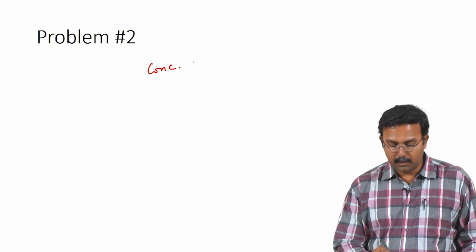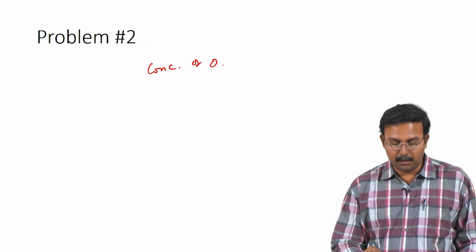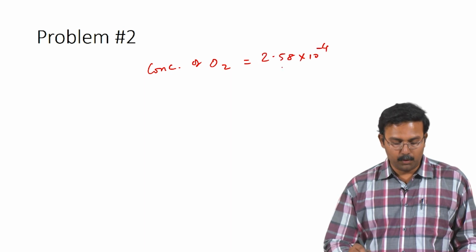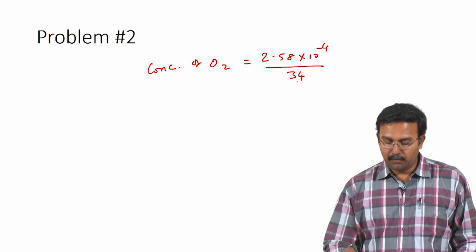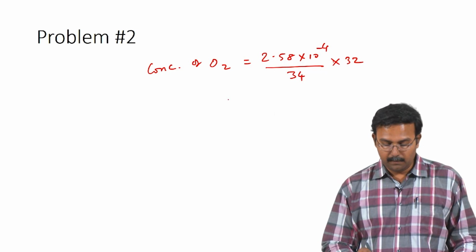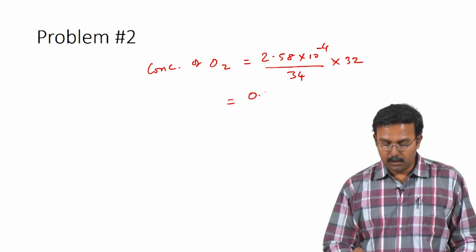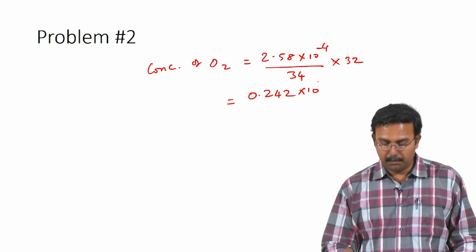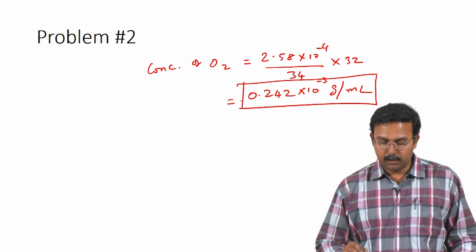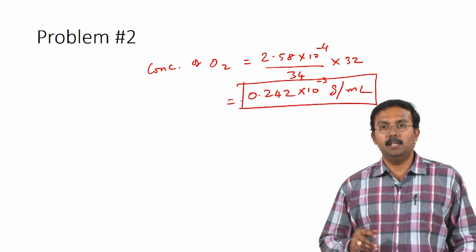So, the volumetric flow rate is 34 ml per minute and the molecular weight is 32 grams per mole for oxygen. So, the concentration in terms of grams per ml or milligrams per ml would be 2.58 times 10 power minus 4 divided by 34, which is the volumetric flow rate, times 32, which is the molecular weight. So, this gives you a value of 0.242 times 10 power minus 3 grams per ml. So, this would be the concentration of oxygen which is leaving the bone.